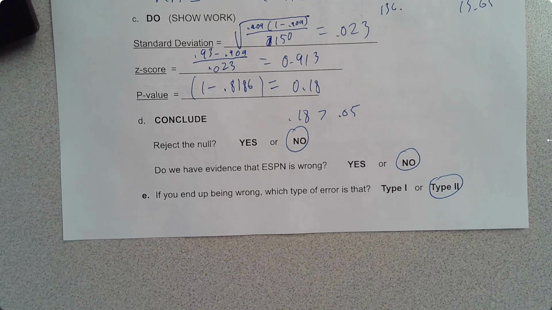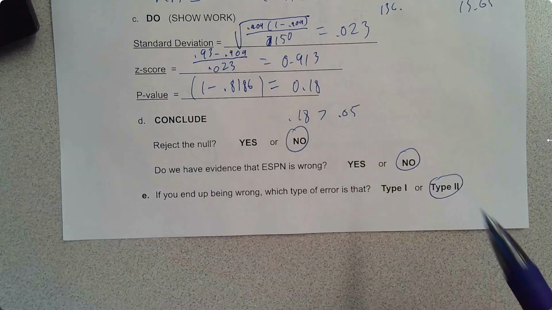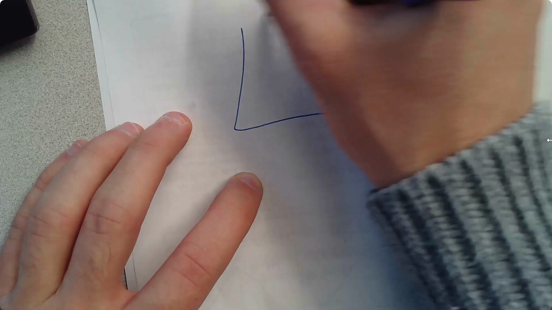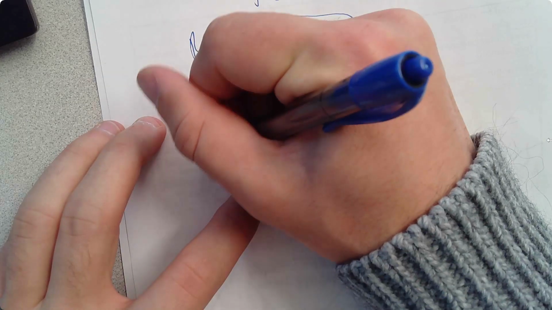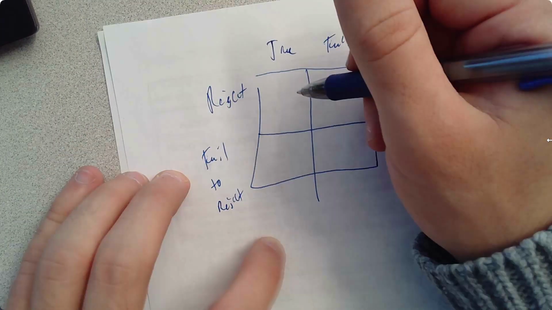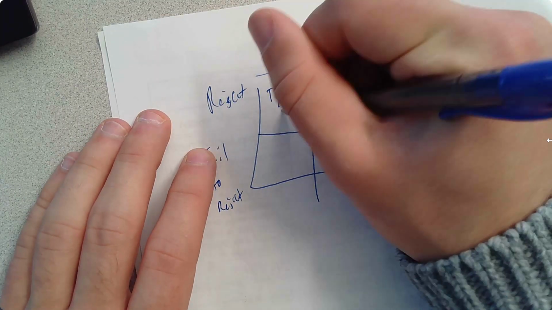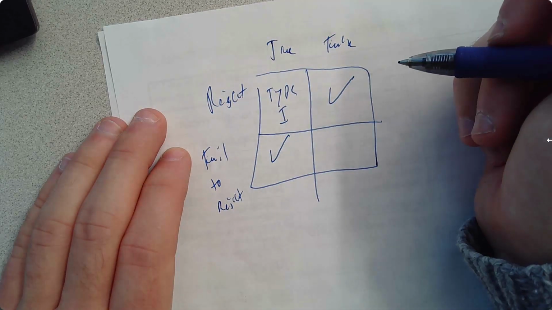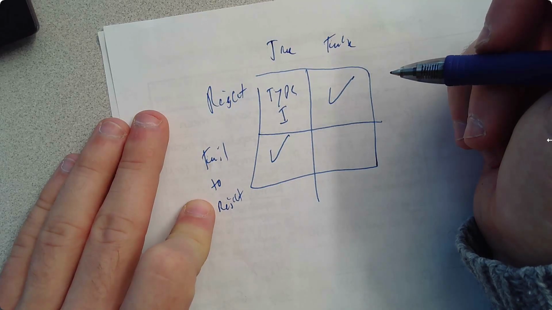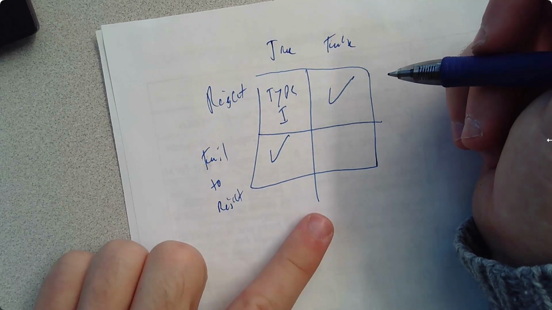Little review about the errors. I'll put this at the end here. Put it on the back of your review sheet right here. Make this table. So you have true, false, reject, fail to reject. If you reject and it's true, that's a type 1 error. If you reject and it's false, that's good. If you fail to reject and it's true, that's also good. But if you fail to reject and it's false, then that's a type 2 error.